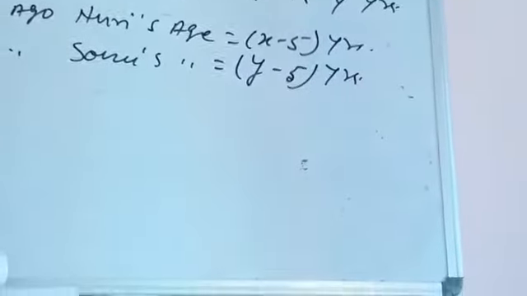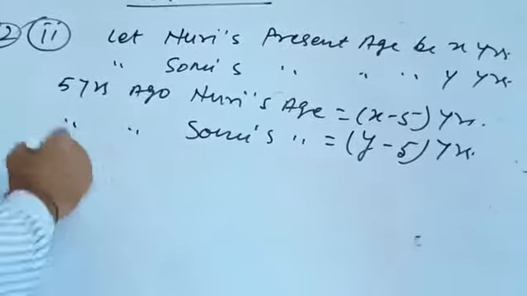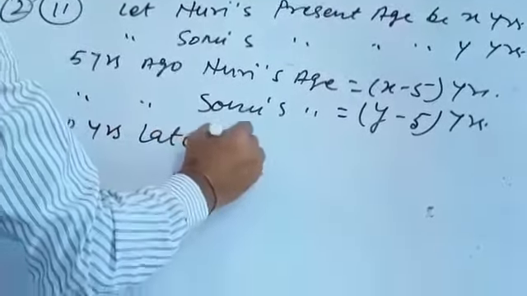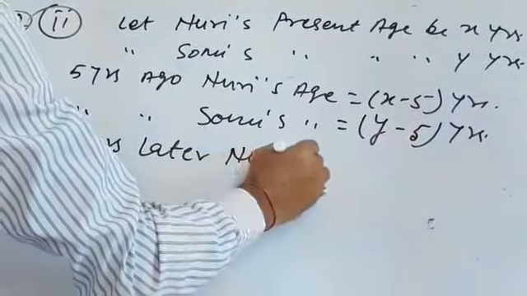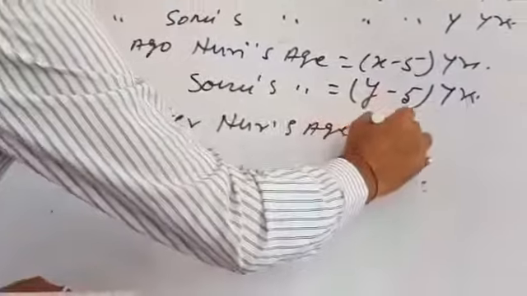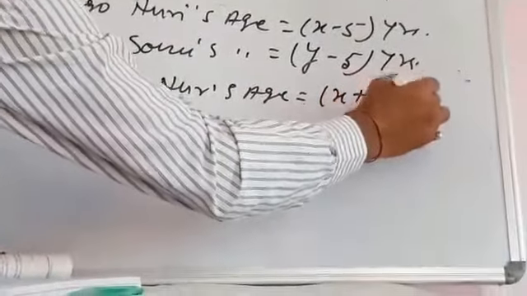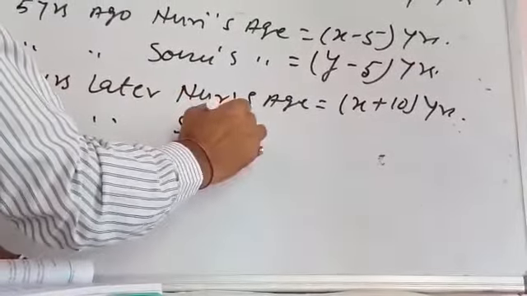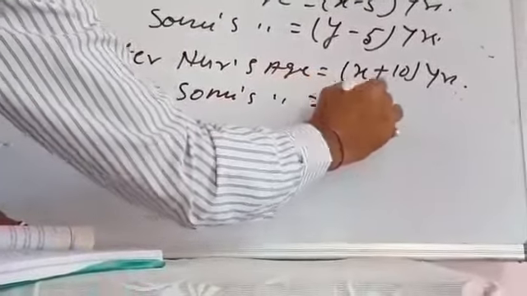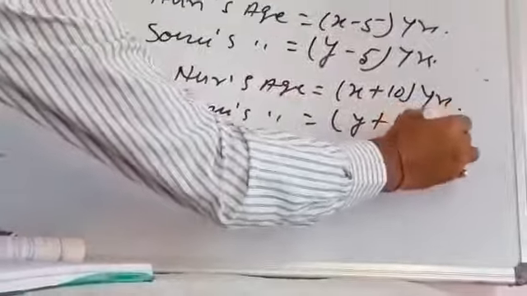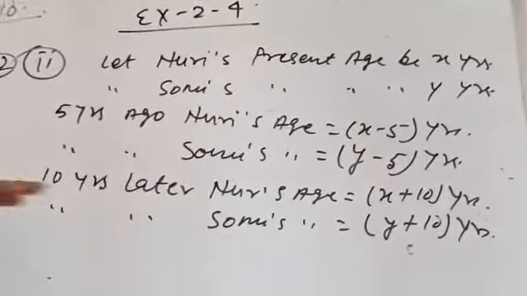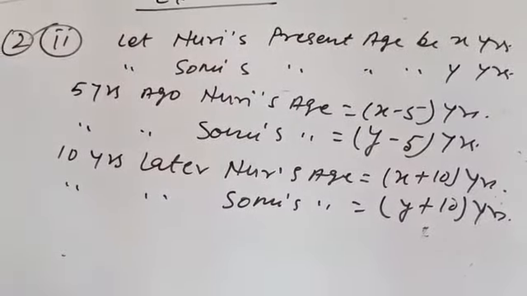Now what is another thing? 10 years later. So we'll write here 10 years later, Nudi's age would be x plus 10 years. 10 years later Sonu's age would be y plus 10 years. So we have collected all the information which we require for this question. Now we'll go to the question.